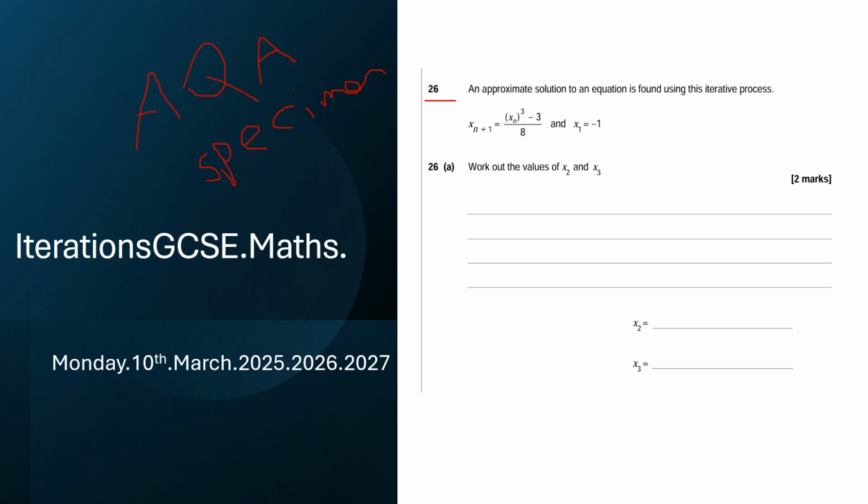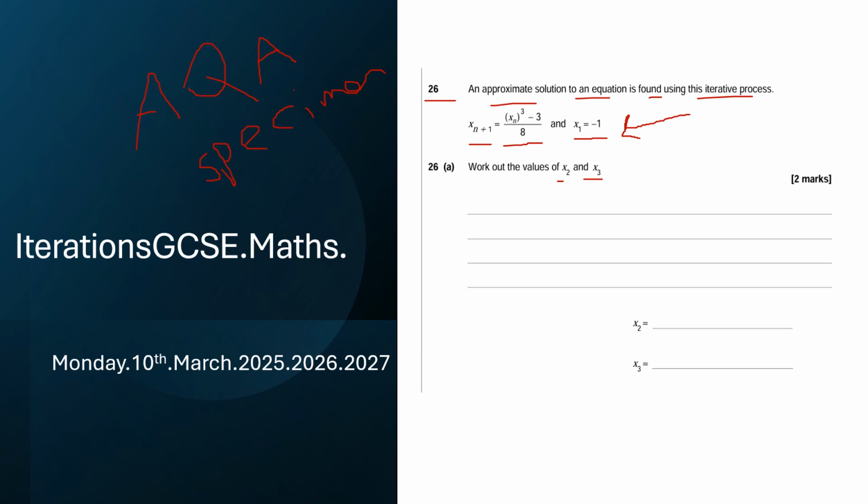Okay, so this is question 26. An approximate solution to an equation is found using the iterative process x_(n+1) = (x_n cubed - 3) / 8, and x1 equals -1. That is what we call our initial condition, or our starting value. Work out the values of x2 and x3.